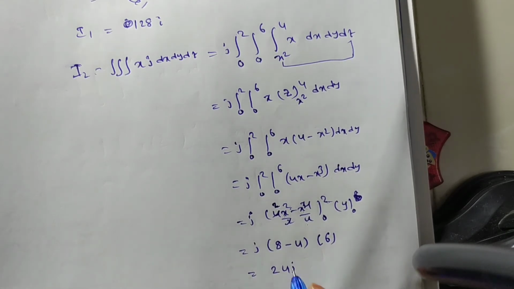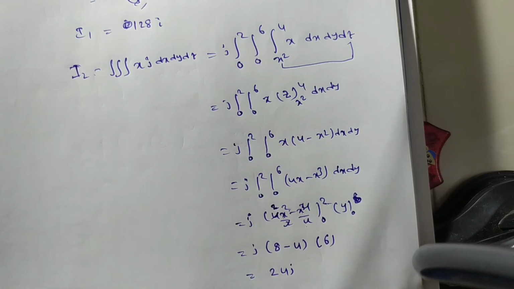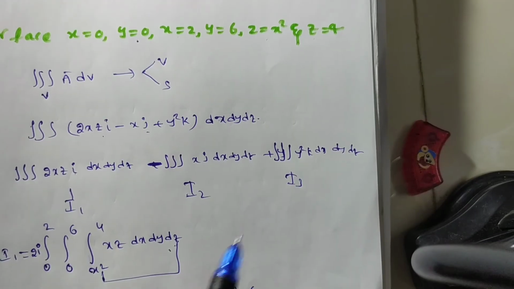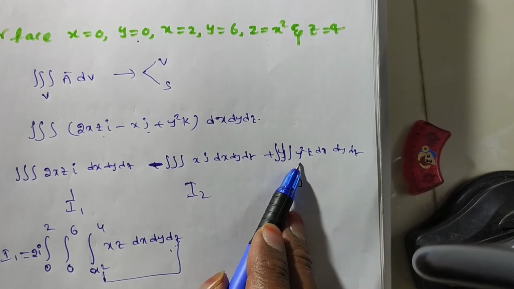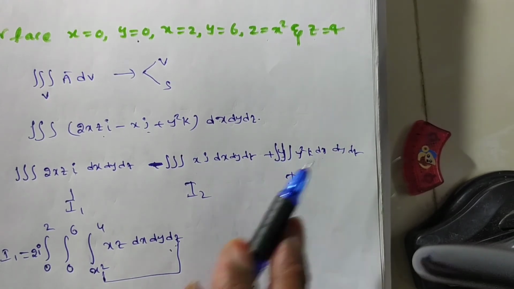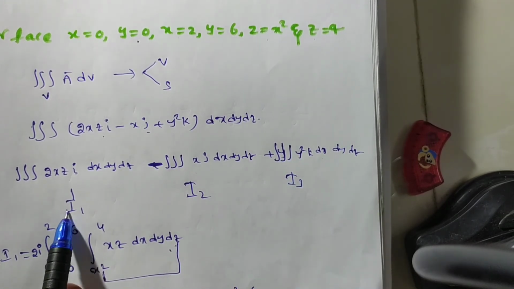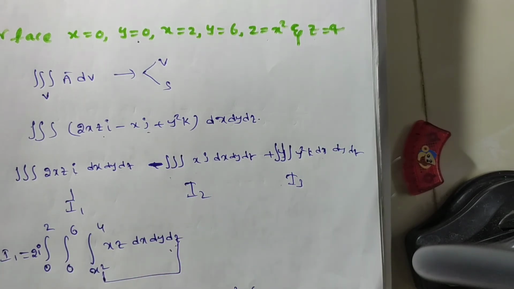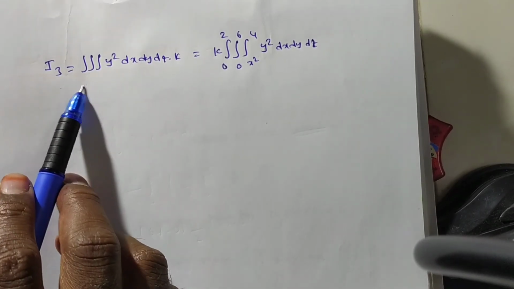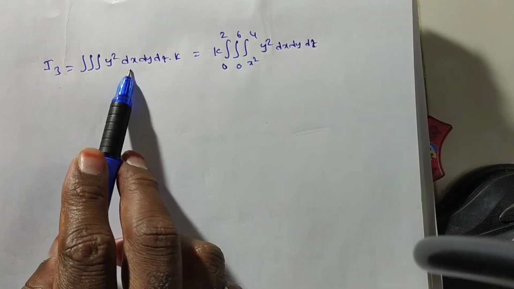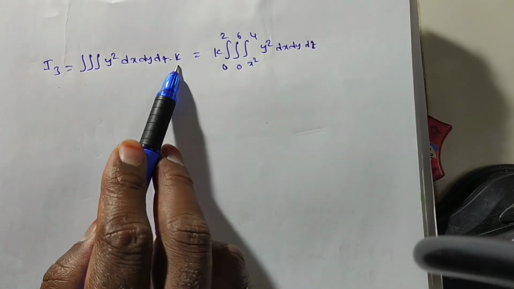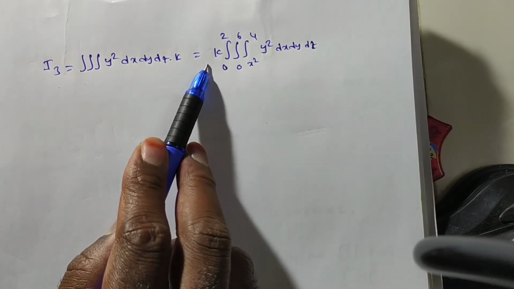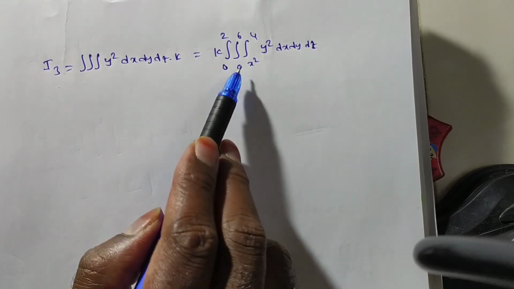Okay, now this is I2. Next I want to find I3. We have I3 equal to the triple integral of y squared k dx dy dz. Friends, observe that I is I1 minus I2 plus I3. I3 is the triple integral of y squared dx dy dz times k. Since k is a constant, it is better to write it outside. Next I have written the x limits, y limits and z limits.